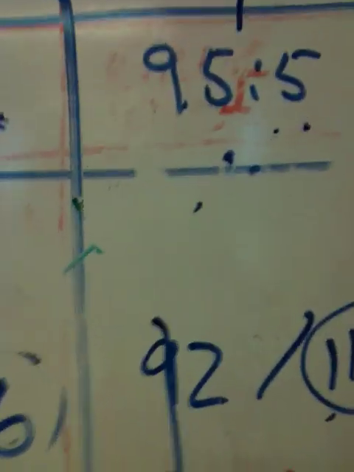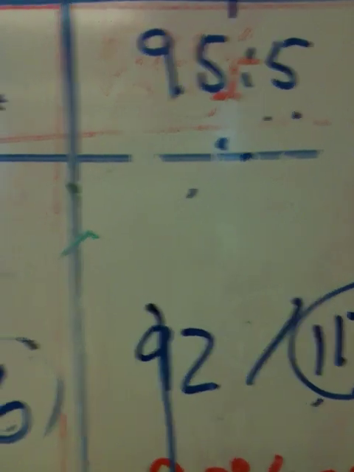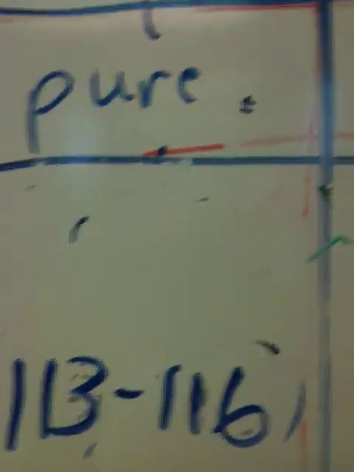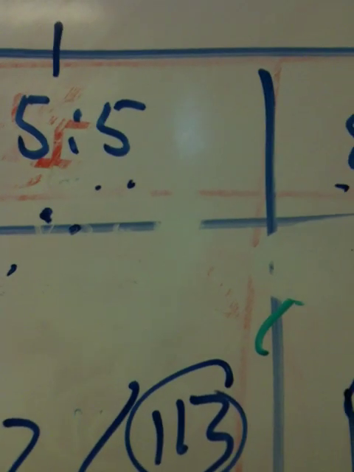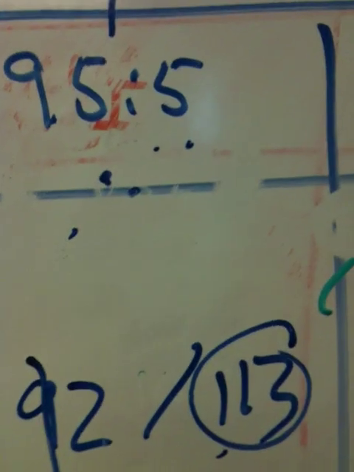We actually expect the pure and the 95.5 to be closer together because it represents a smaller percentage change than 85.15 to 95.5.